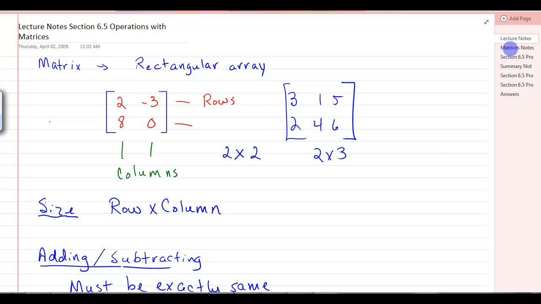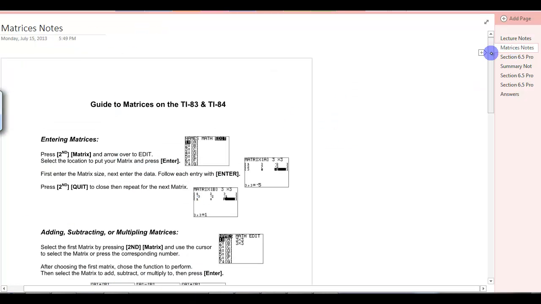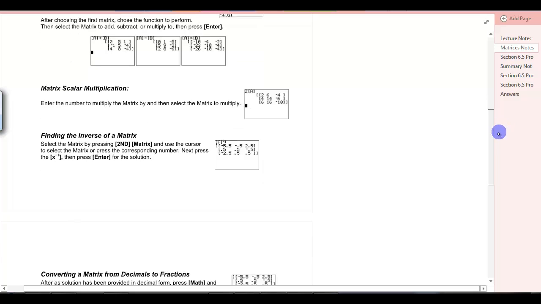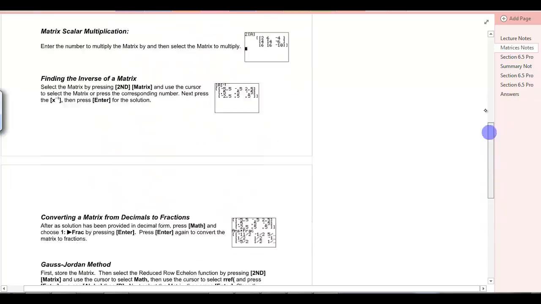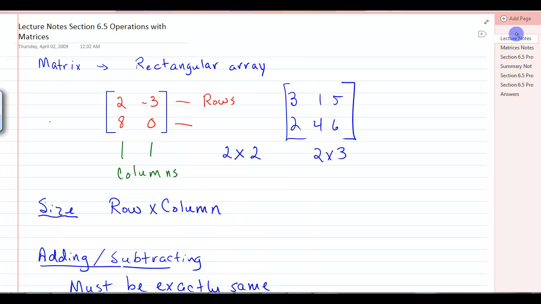And there are some matrices notes in the handouts, and I've put one in this lecture note part 2, which is just a kind of cookbook how to do some things. So that's available to you as well.